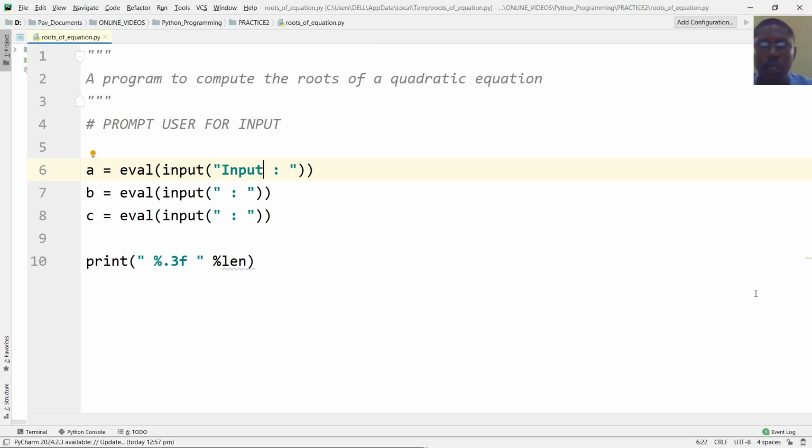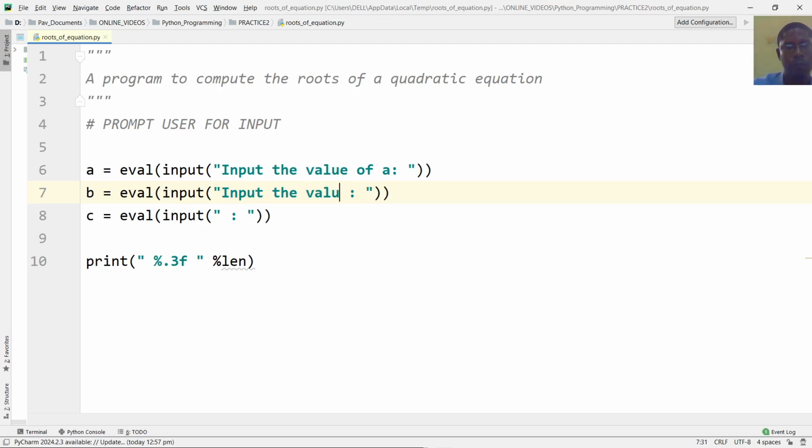So here we can say, let me zoom out now, input the value of A. Then here input the value of B. Then the next one is input the value of C. So having gotten here, we've made our inputs. Then at this point we should be able to proceed.